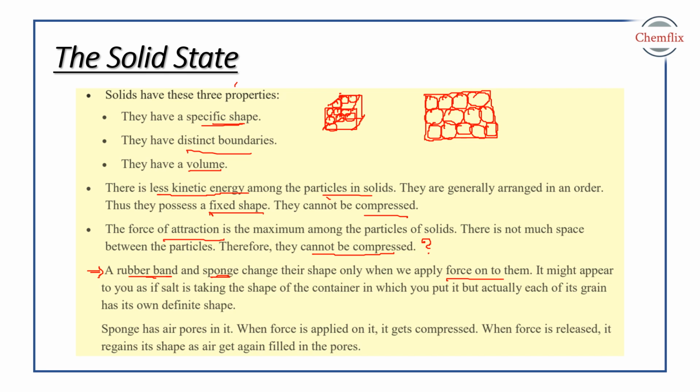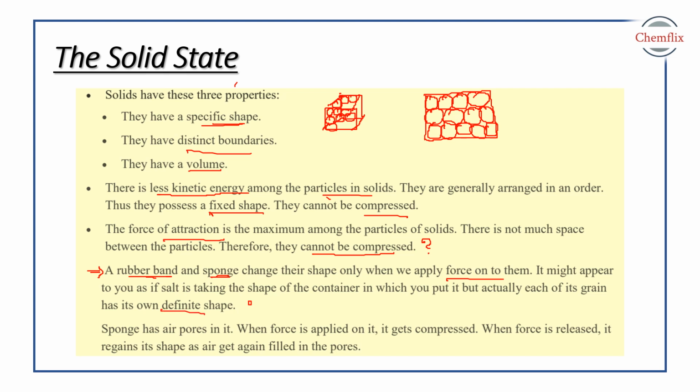It might appear to you as if salt is taking the shape of the container in which you put it, but actually each of its grains has its own definite shape. Suppose I bought some salt from a shop and I'm going to transfer that salt to a bottle, right? Now what's the shape of that salt? The salt acquires the shape of the container, right? But it only feels like it, it's not the case, because each salt particle, this is a small salt particle, is that shape itself. So it has its own definite shape.